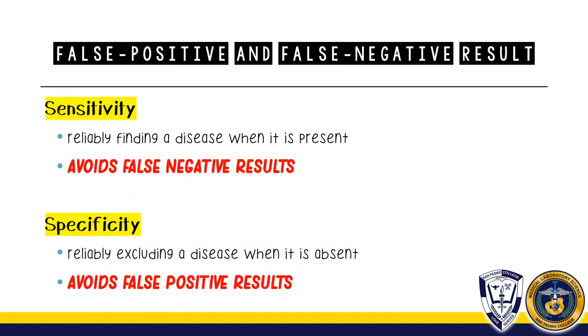And also, going back to sensitivity and specificity, remember how important they are in trying to avoid false positive and false negative results. You already know the meaning of sensitivity and specificity, but just to recap, sensitivity is reliably finding a disease when it is present, and it helps us avoid false negative results, while specificity is reliably excluding a disease when it is absent, and it avoids your false positive results.